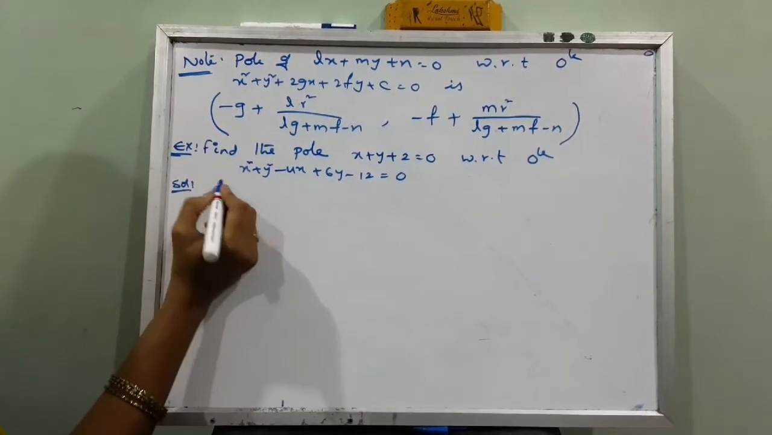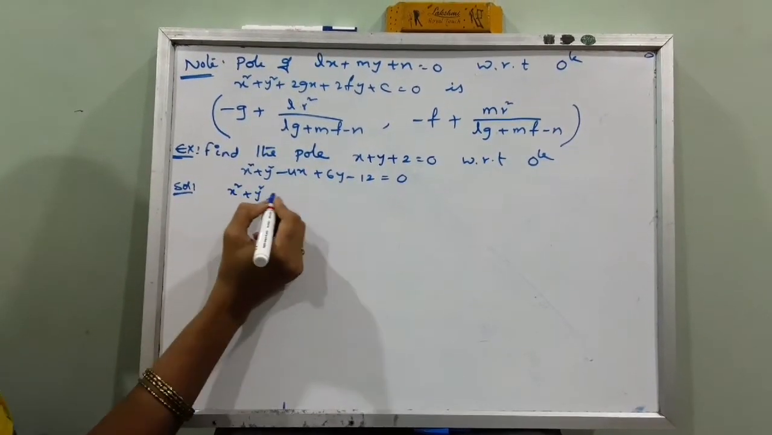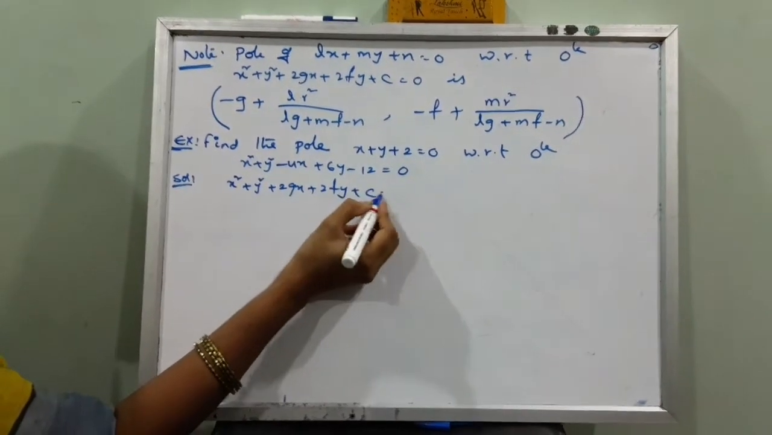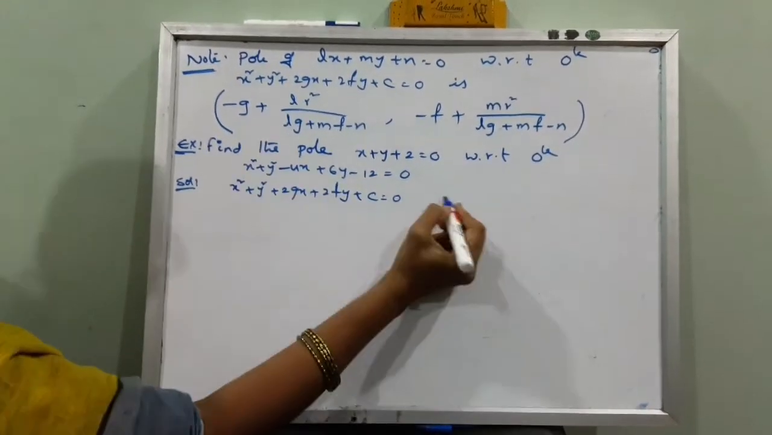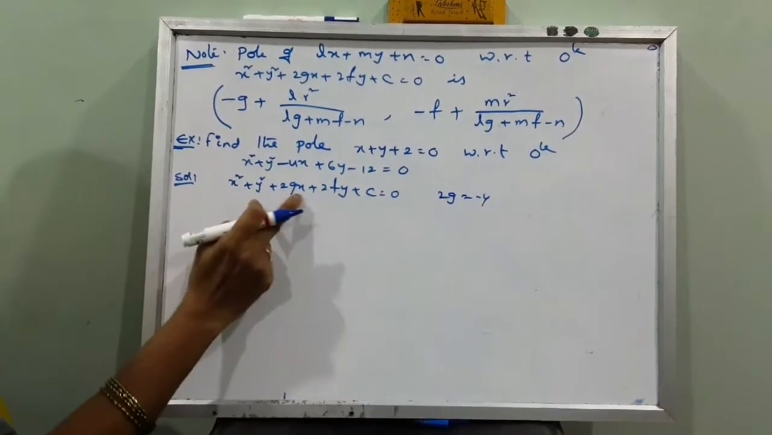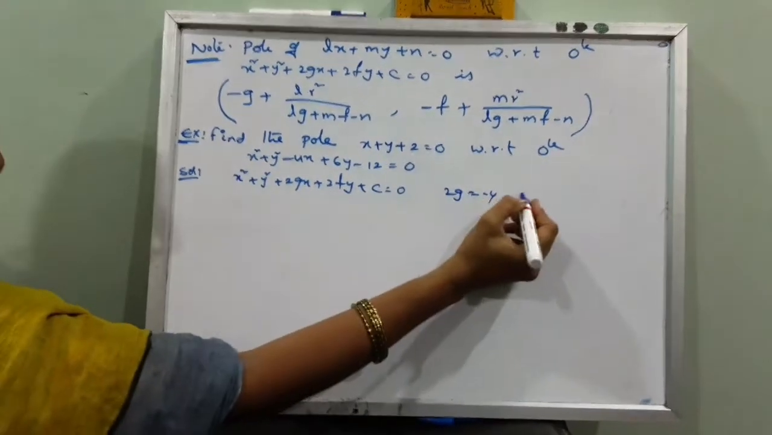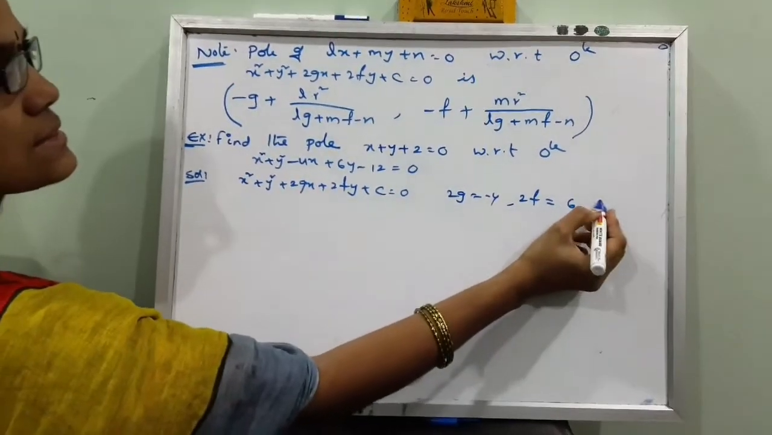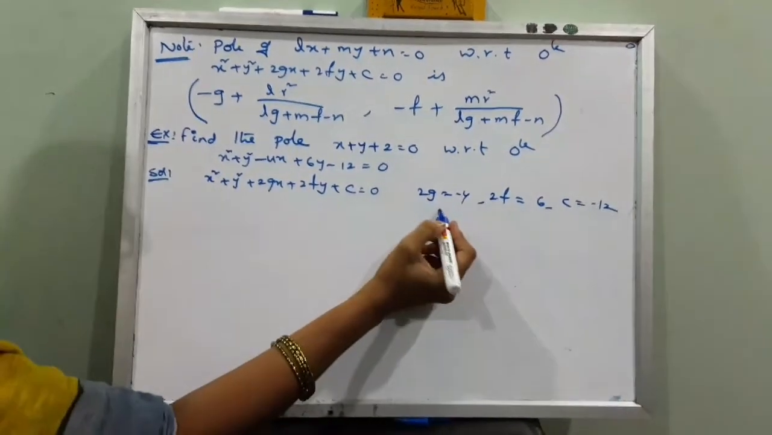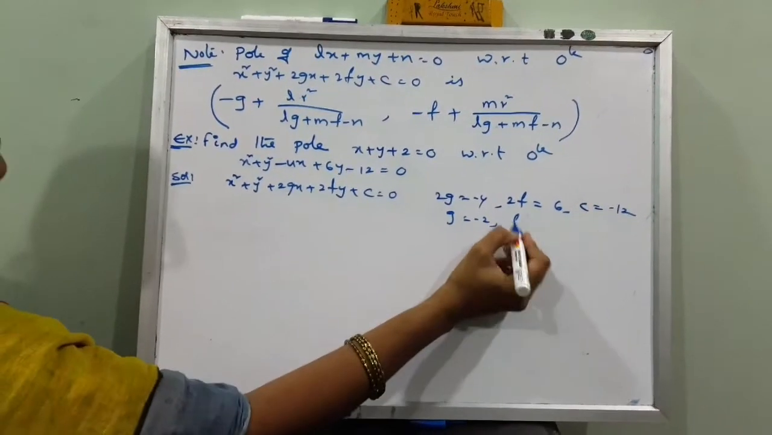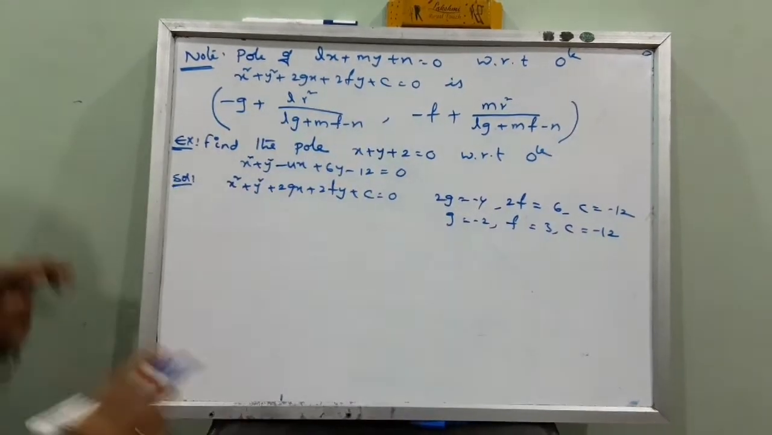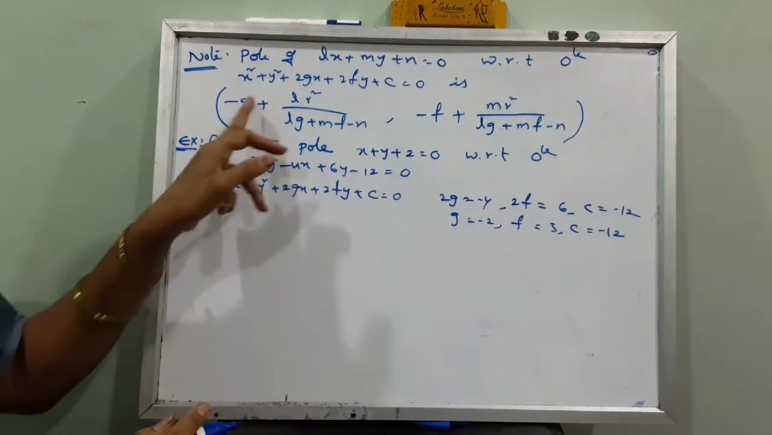Here, comparing with x square plus y square plus 2gx plus 2fy plus c is equal to 0, 2g is the x coefficient, minus 4, and 2f is equal to 6, c is equal to minus 12. Then g is equal to minus 2, f is equal to 3, c is equal to minus 12. Now find the pole.